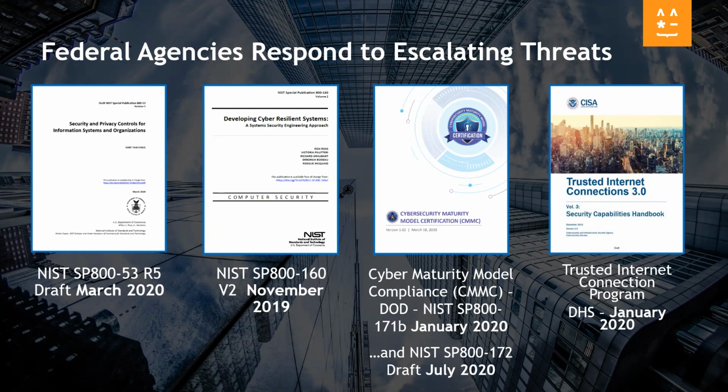Another thing that's really occurred in 2020 with standardization that again is related to the 853 R5 control base is the DoD Cybersecurity Maturity Model. And that's represented in the NIST publication 800-171B, and now further reinforced with the supplemental controls guidance for protecting controlled unclassified information, which is 800-172, and that draft is published in July.